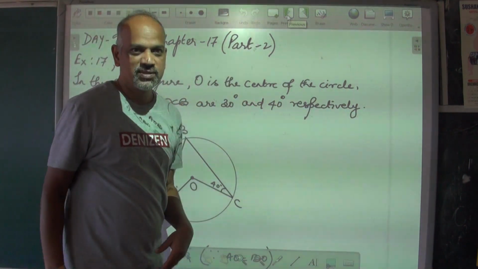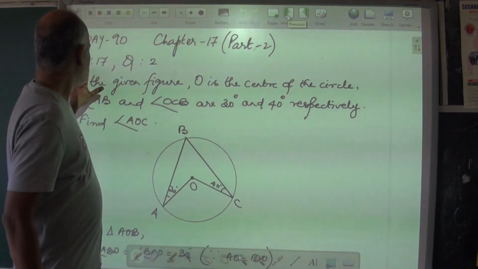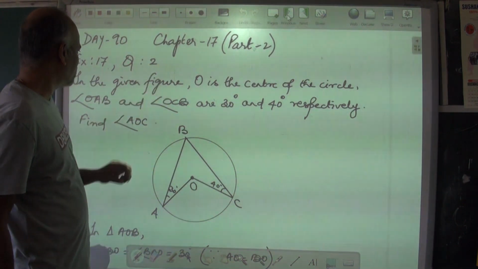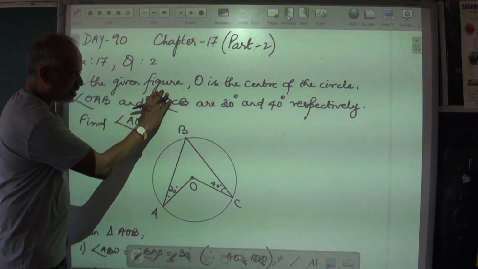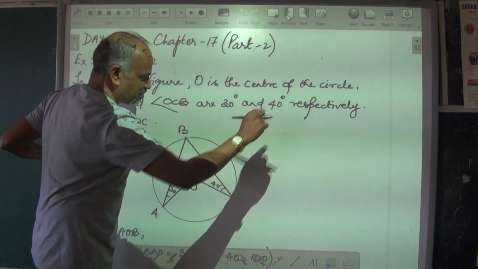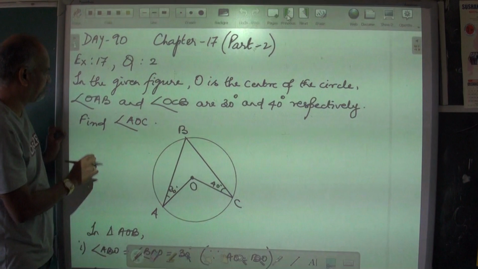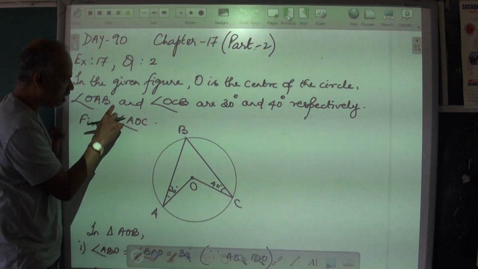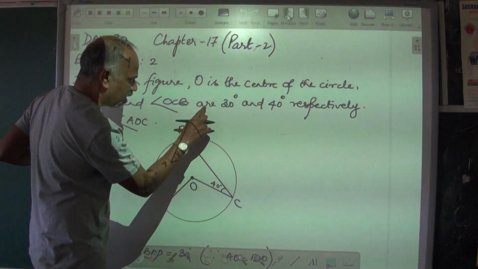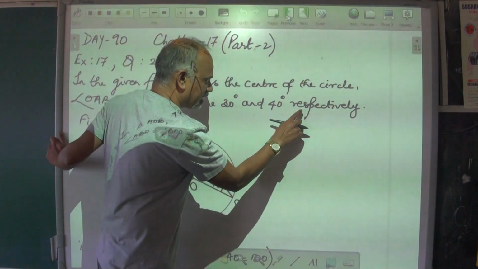This is the second part of the chapter on circles. Exercise 17, question number 2. In the given figure, O is the center of the circle. This is the figure given. O is the center of the circle. Angle OAB and angle OCB are 30 degrees and 40 degrees respectively.